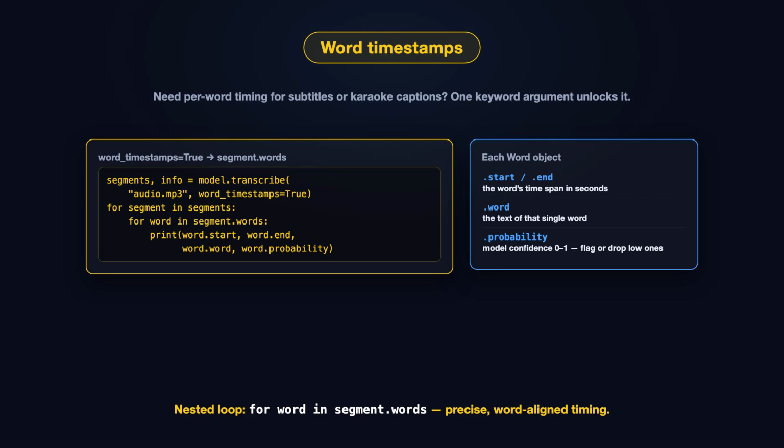That fourth field, probability, is a genuinely useful bonus. It tells you how confident the model was about that specific word, on a 0 to 1 scale. So when you are building captions you can flag, color, or drop the low-confidence words instead of trusting everything blindly. That one flag turns Whisper from a paragraph machine into a precise, word-aligned timing tool.